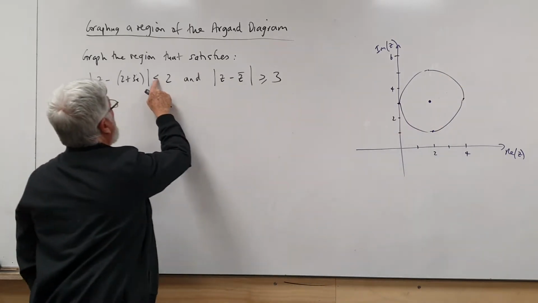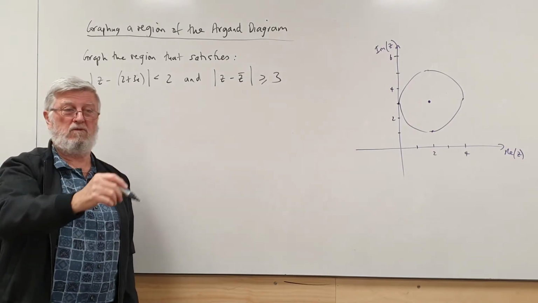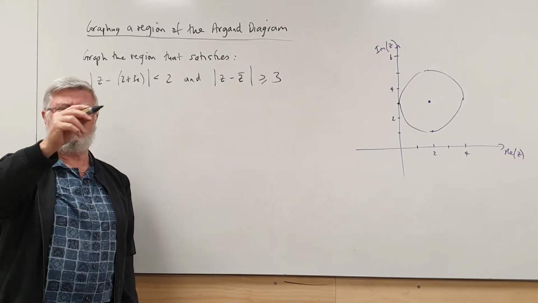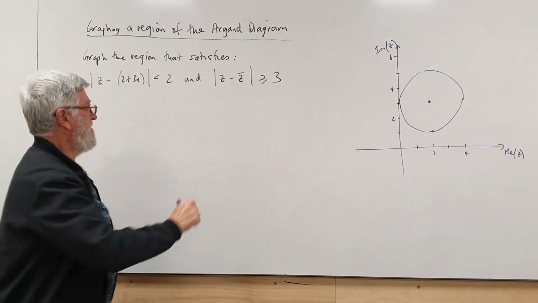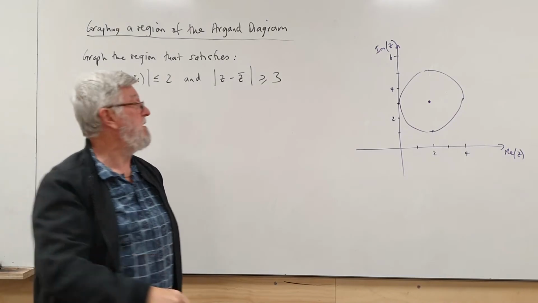By the way, if I had that as less than, what would I do? Dotted circle. Pretty hard to draw a dotted circle. I get pretty good at it though, I think, over time. Just do it in pencil and erase. Yes, and then rub out.